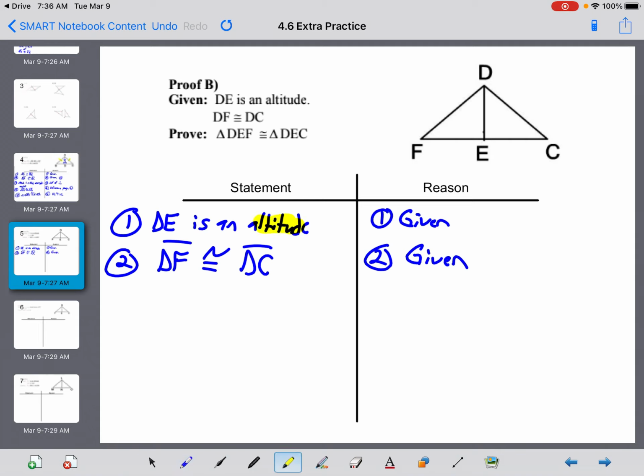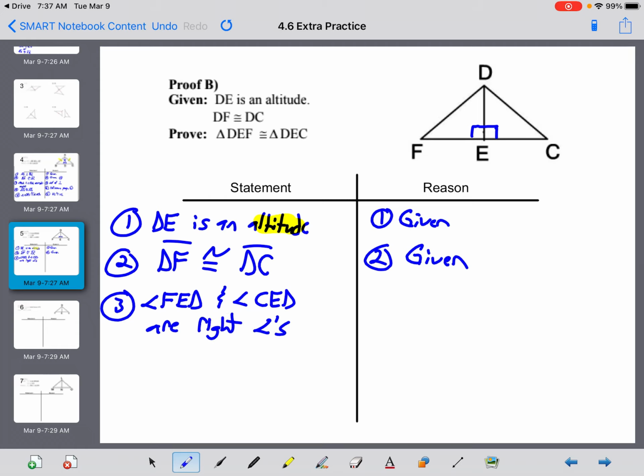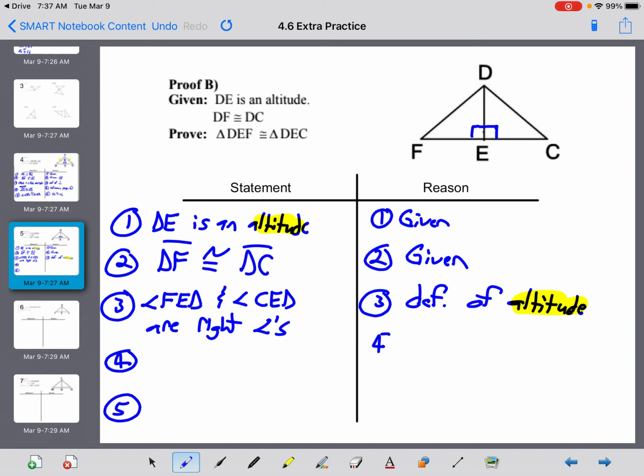All right, the word I'm looking at is altitude. Okay, so your third statement is going to be, if something's an altitude, that means it creates 90 degree angles here. Okay, so we can still say that angle FED and angle CED are right angles. And that's the definition of altitude. Okay, so you still have step 4 and step 5 here. So you can go ahead and finish those up.